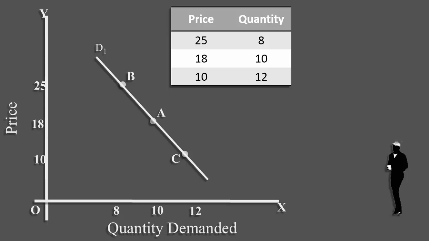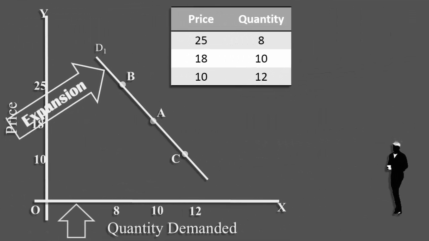With a rise in price, he buys less. He moves up to point B along the demand curve. In the demand schedule, he moves up from 10 units to 8 units. This is known as contraction in demand. With a fall in price, he moves down to point C along the same demand curve. In the demand schedule, he moves down to 12 units. This is known as expansion in demand.